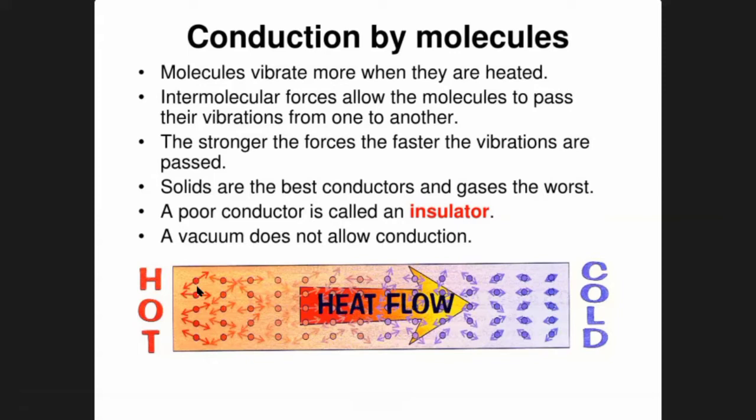Now, if the forces are stronger between two molecules, the vibrations are going to be faster. And that is why solids are the best conductors, because they're the closest, they have the strongest intermolecular forces, and gases are the worst conductors. A poor conductor is called an insulator. And since in conduction molecules are required, you cannot have conduction in a vacuum.